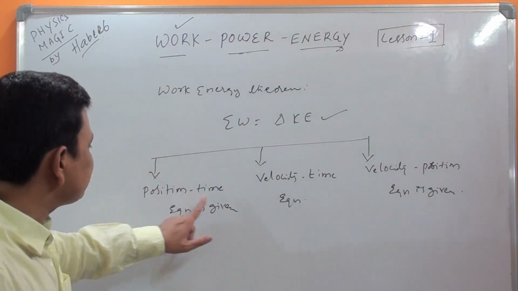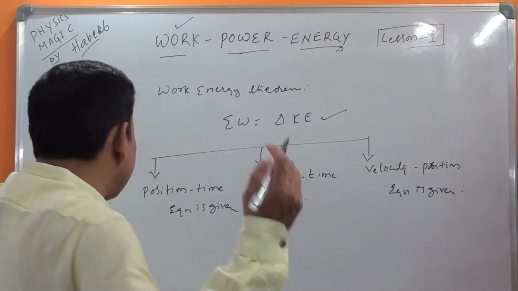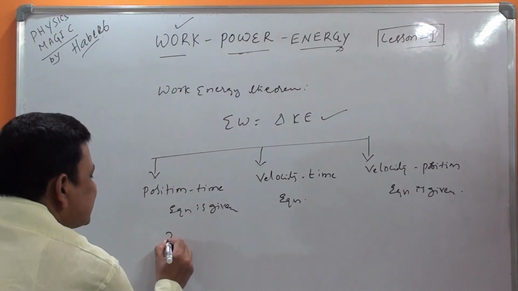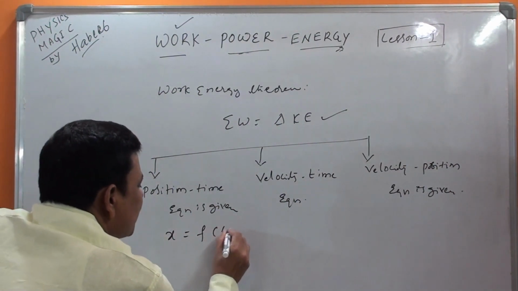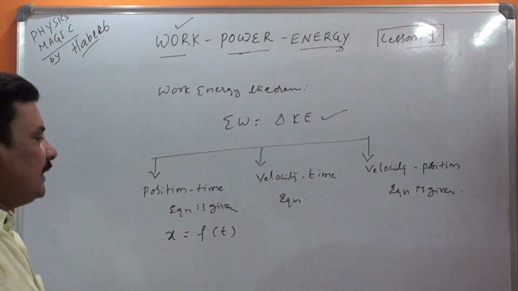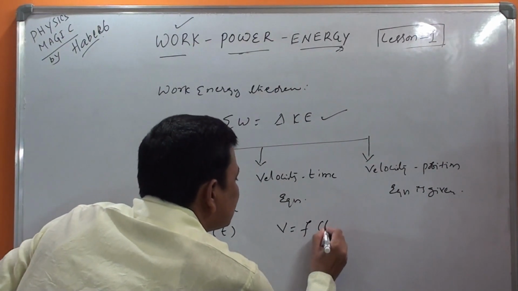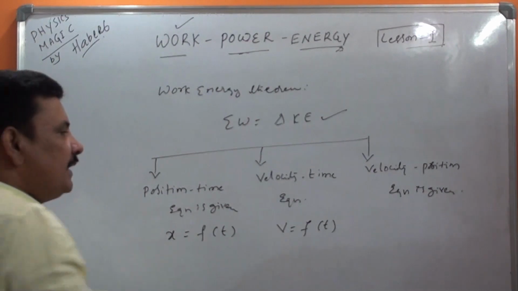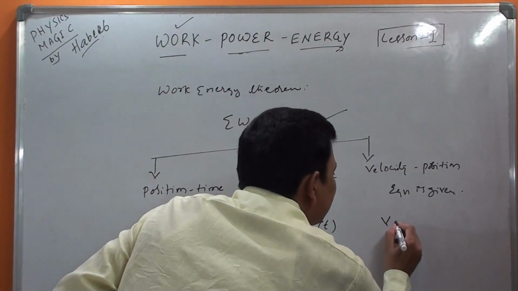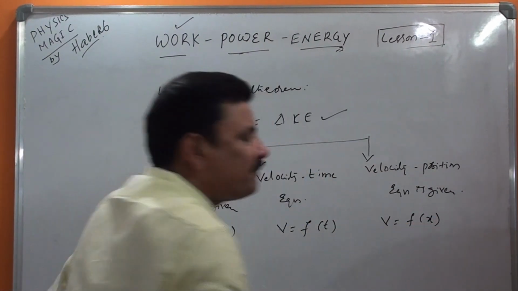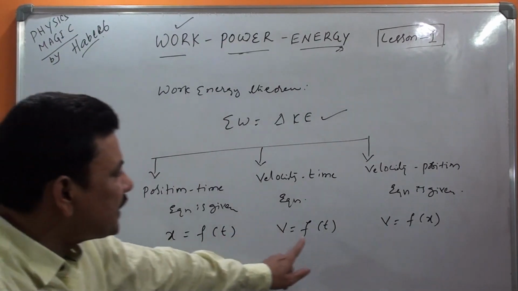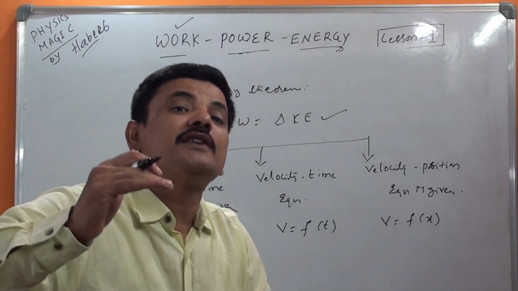So first one is the position-time equation is given. Like say for example, x is equal to function of t. Then velocity-time equation is given. Velocity is equal to function of t. Then velocity-position is given. Velocity is equal to function of position. Very clearly you can understand here. This is somewhat higher level.